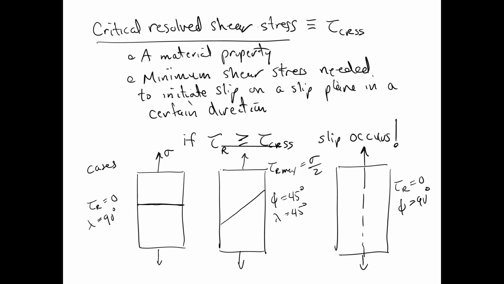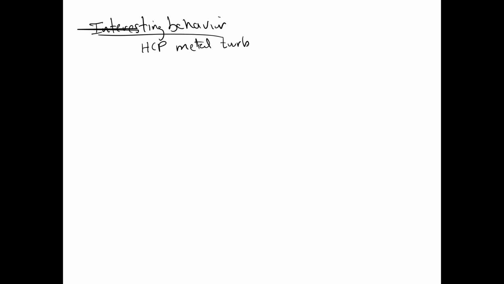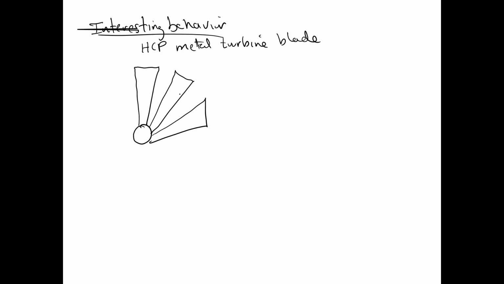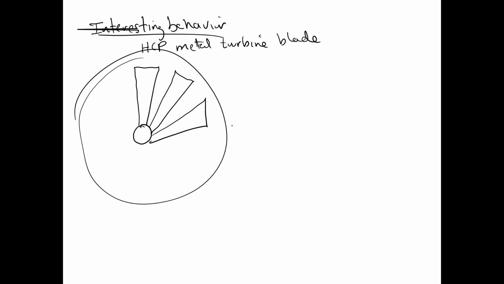Now that kind of thing leads to some interesting behavior that we could even take advantage of. So we'll call this interesting behavior. We'll say HCP metal turbine blade. Let me draw sort of a schematic of a turbine jet engine. We've got these blades here that are oriented like this, right? And here's our turbine. I haven't drawn all the blades, but let's say we blow up what's going on in this blade right here.